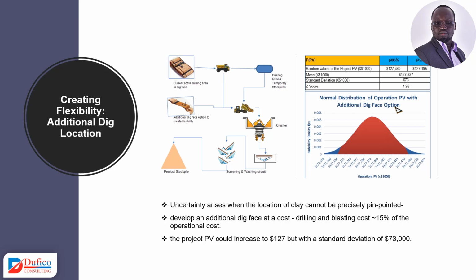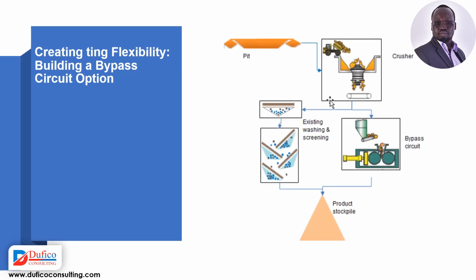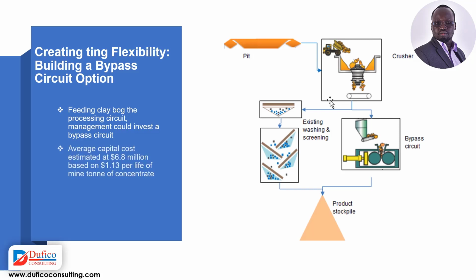So, looking at the previous one, paying the cost of drilling an additional site is 15% of the cost. Now, creating flexibility by building a bypass circuit, that means if you build a bypass circuit, assuming that you don't have to worry about processing problematic ore which has clay. If this area is blocked, then your circuit can flow bypass. And by paying for it, we create a value.